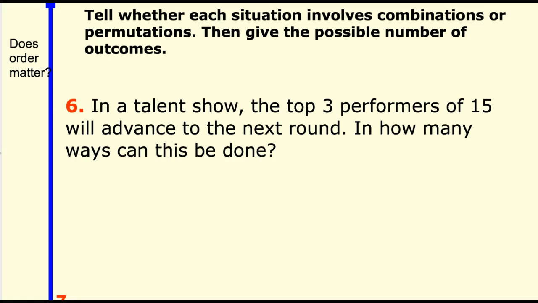Let's crank out some more examples of this. So let's see. Does order matter? Talent show. Top 3 performers of 15 will advance to the next round. I think it's just top 3, not first, second, and third, or like gold, silver, and bronze or anything like that. So because of that, it is a combination. Order does not matter. So you would use 15 C 3. I'm not going to write them out. I'll just leave it in notation. But yeah, you should know where the buttons are and how to use them.